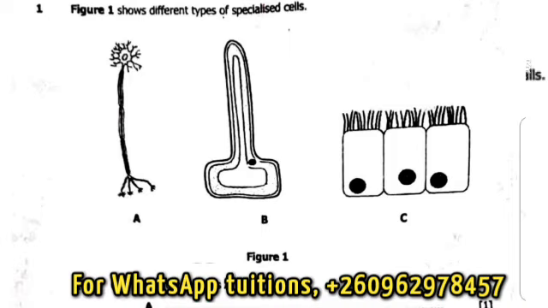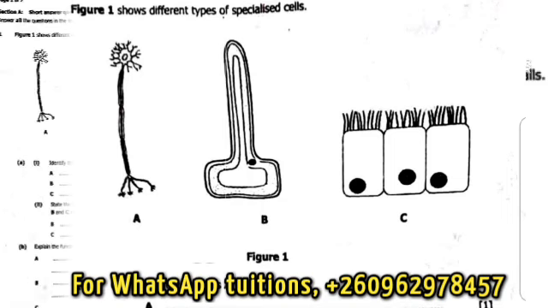C is not a cell. C is a tissue. How do I know? I can see three cells. It's a collection of specialized and similar cells. They are similar specialized cells. We can call this one a ciliated tissue. We have ciliated cells inside, 3 ciliated cells.